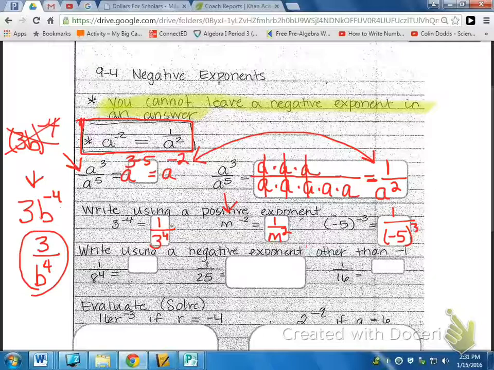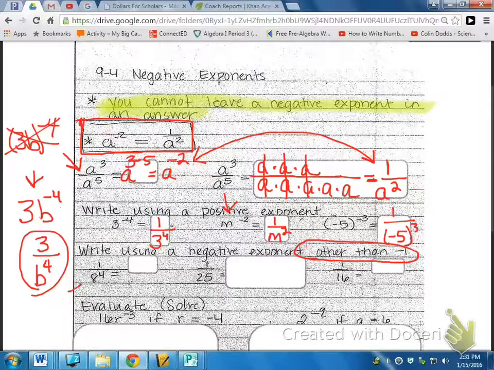Questions about that problem? Okay. The next section, write using a negative exponent, and I added other than negative 1. I want you to try your best not to have just a negative 1. I think there's one problem where you don't have a choice, it couldn't be anything else, so you have to write a negative 1. But for the others, you can kind of adjust it. So we're going to show you that.